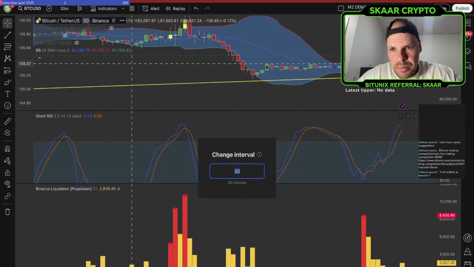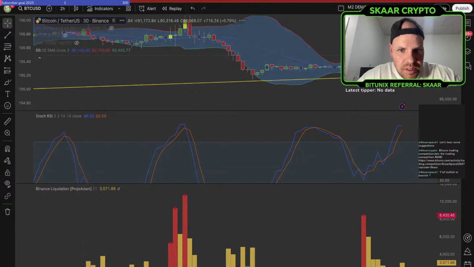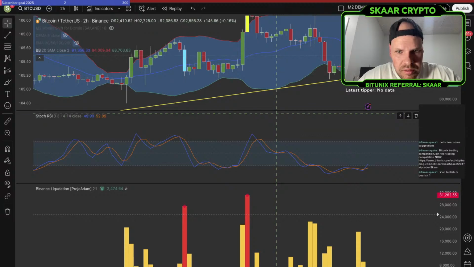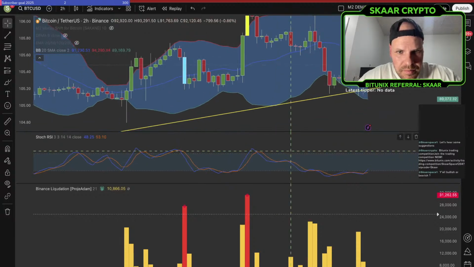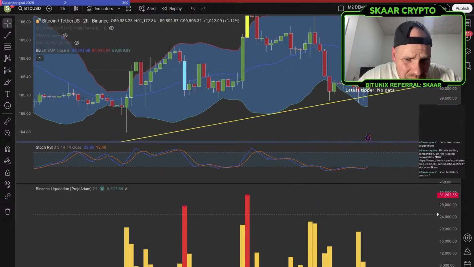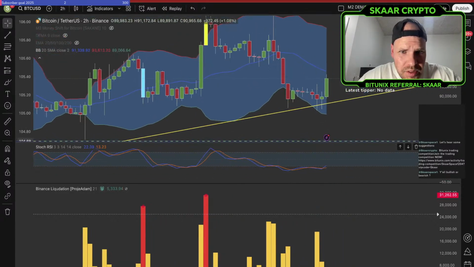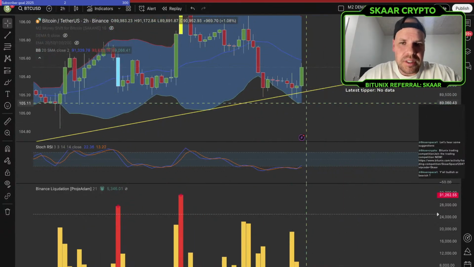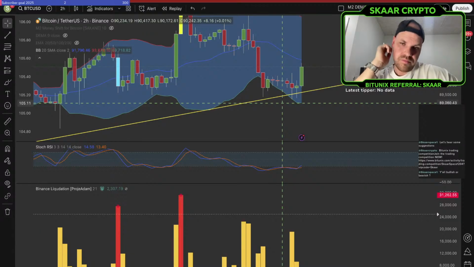My biggest problem is just the 2 hourly. It's just way off, in my opinion. Way off from the setup. It's just starting to move. Of course it is. Zooming out, I'm actually also seeing that we are hitting the support zone that I drew.